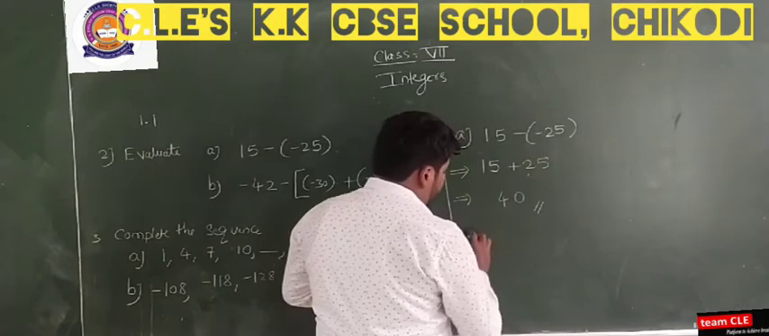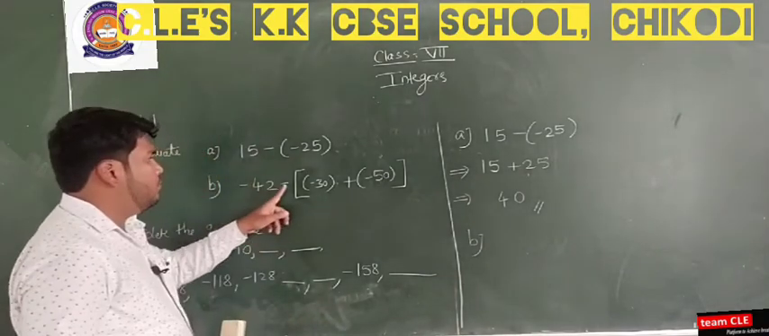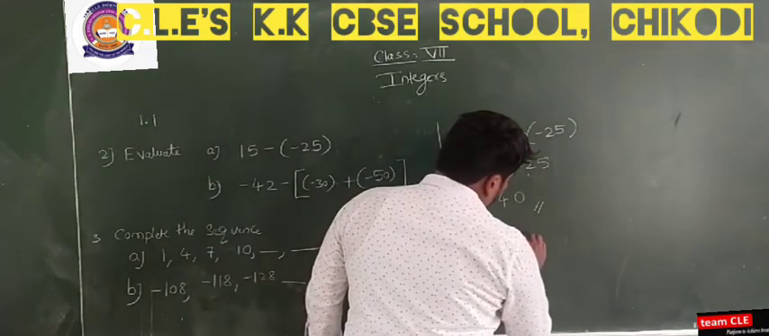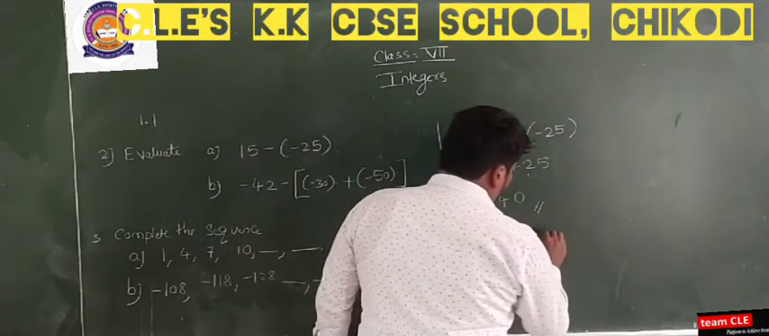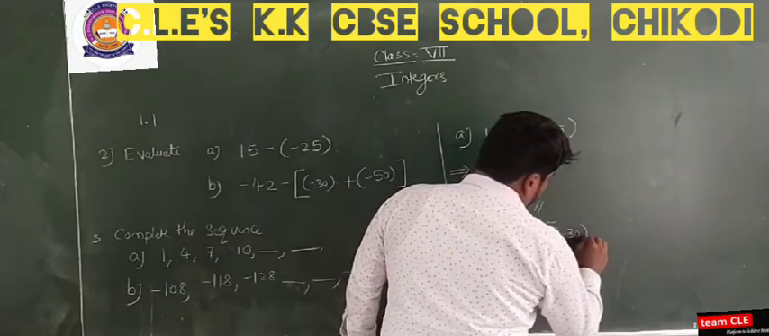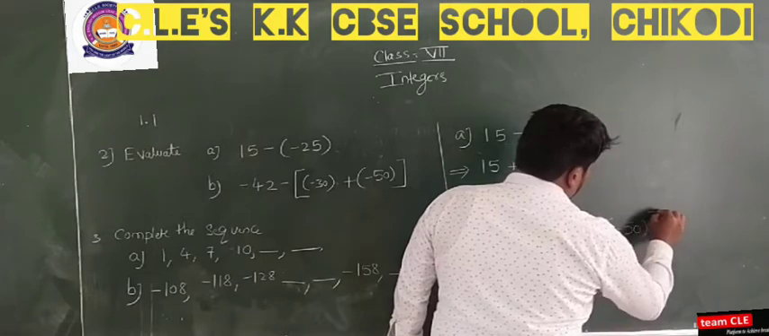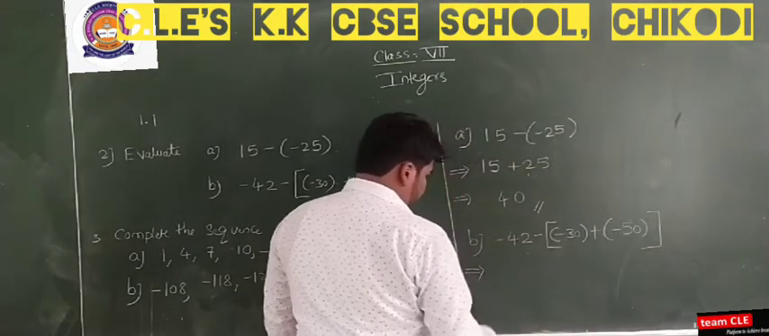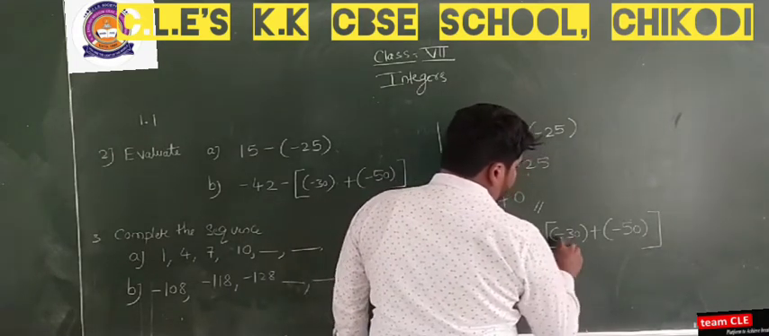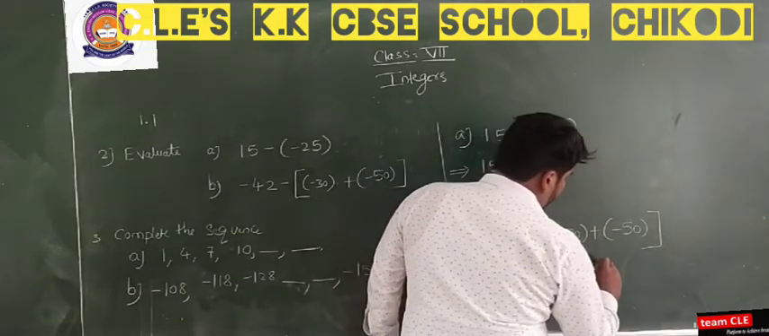The second question you have is, see here, all of you, second one: minus 42 minus of minus 30 plus of minus 50. See here, minus 42, minus sign as it is. Remove these brackets, minus 30. Next, plus into minus is minus 50.